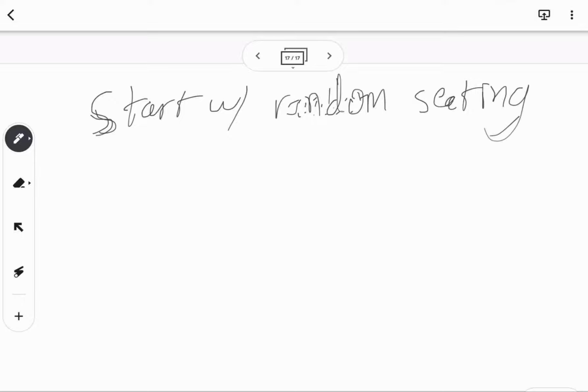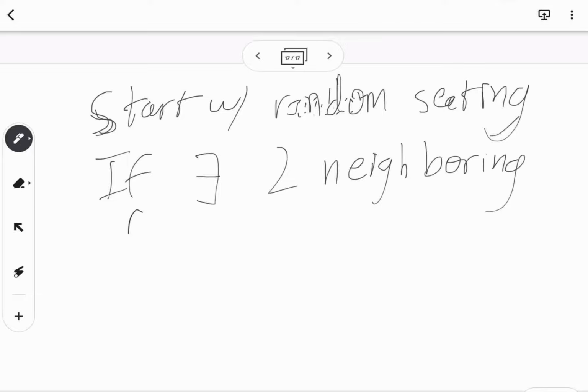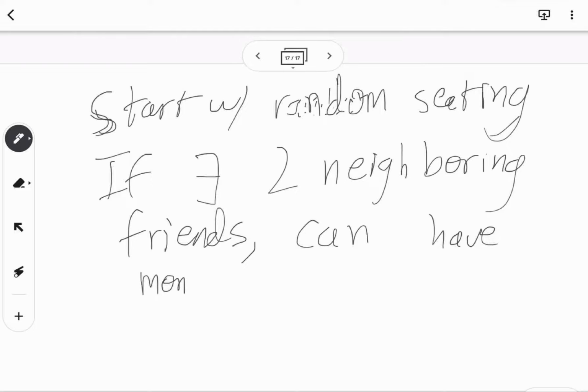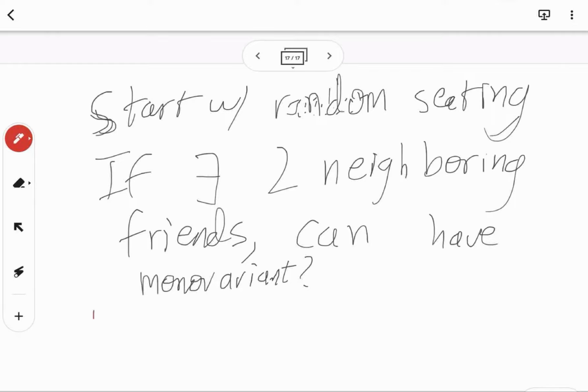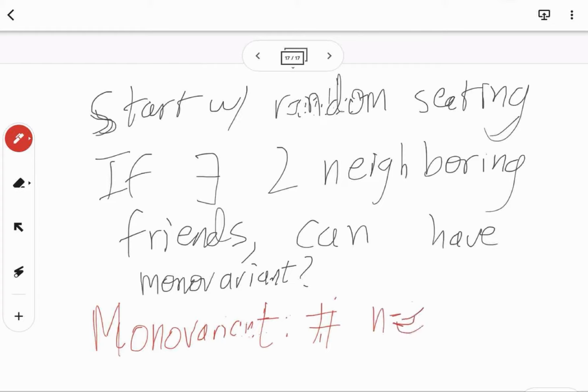If something violates our condition, if there exist 2 neighboring enemies, or sorry, neighboring friends, can have monovariants. So first of all, what is the monovariant? A good monovariant would just be the number of neighboring enemies, right? Or sorry, the number of neighboring friends.